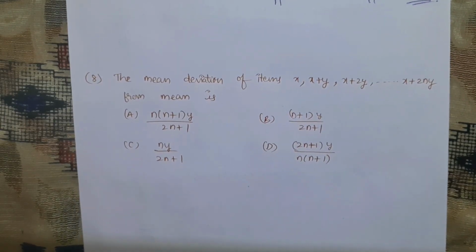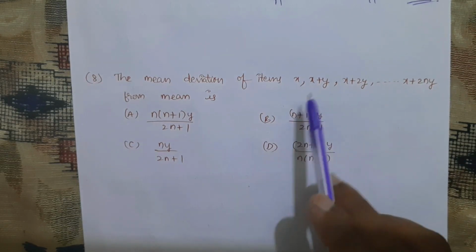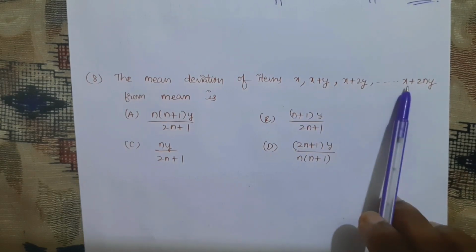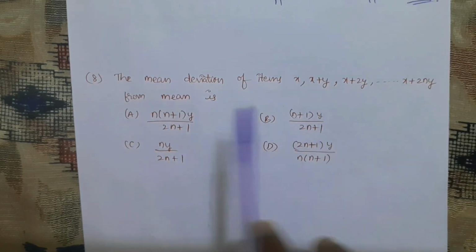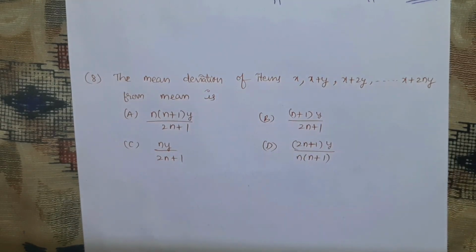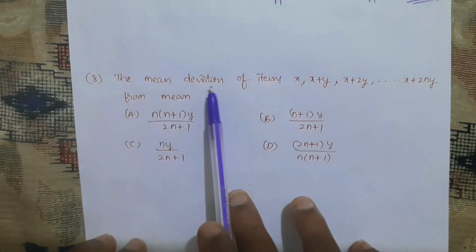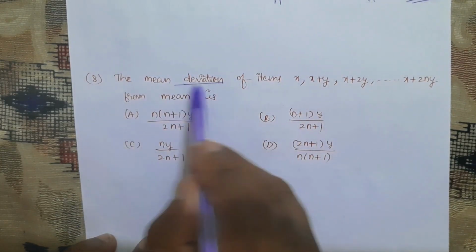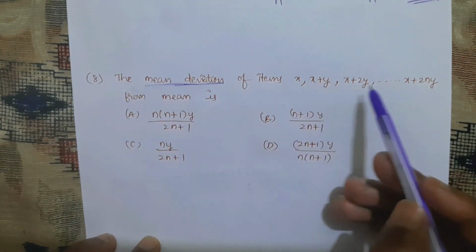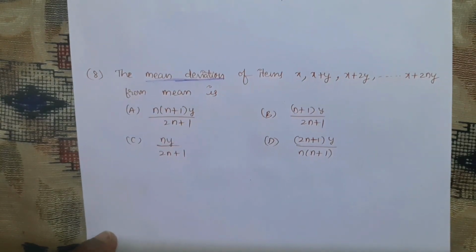Now question number 8 is a somewhat concept-based question. The mean deviation of items x, x plus y, x plus 2y, and so on up to x plus 2ny, from the mean is. So now we need to find the mean deviation of all those items. Again, mean deviation from this mean. Mean deviation means, first we need to find the deviation, that is, the mean minus these individual items, and we will get that deviation. Again from that we need to find the mean.